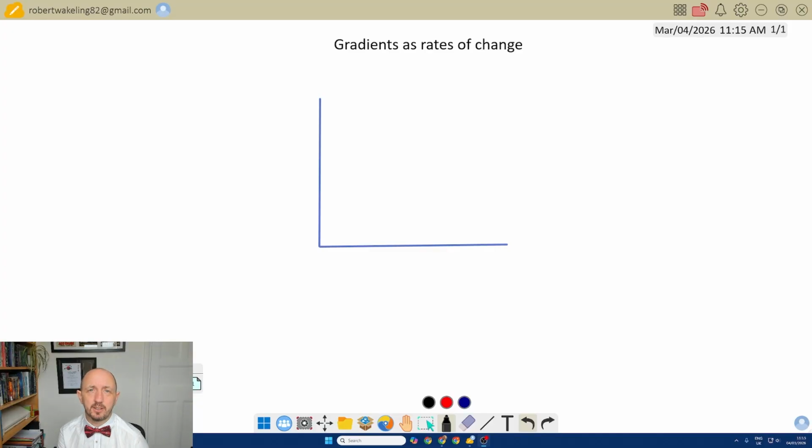In this video, we're going to look at gradients as rates of change and try to understand what on earth is going on here. Up until this point, we've done gradients of straight lines like this: y equals mx plus c, and we look at the gradient, which is this value here. The gradient is, let's say, 2. y equals 2x plus 1. This is very straightforward, something we've done hundreds of times, especially at this sort of grade 4 level.